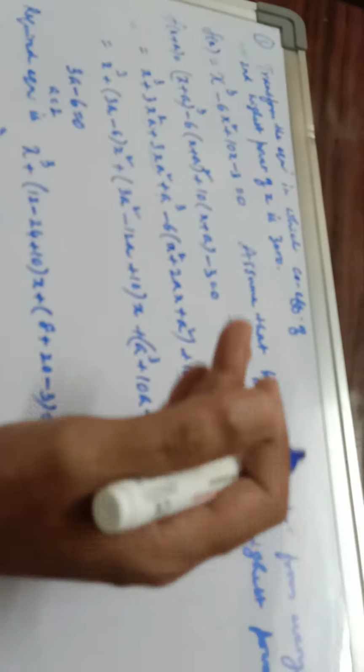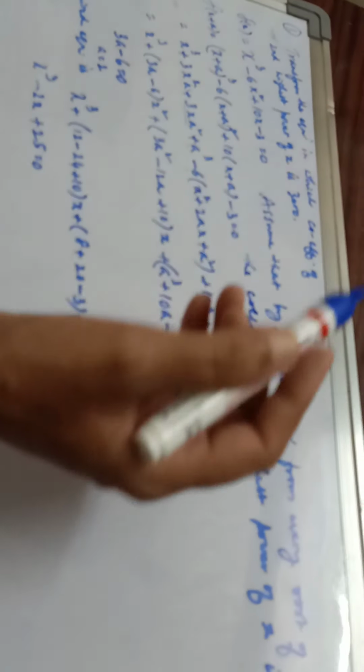Don't think that always it is by subtracting a, or else you can add a. That means for every root if you add a, then you are supposed to find f of x minus a and equate it to 0. In that case also you will get the same answer.